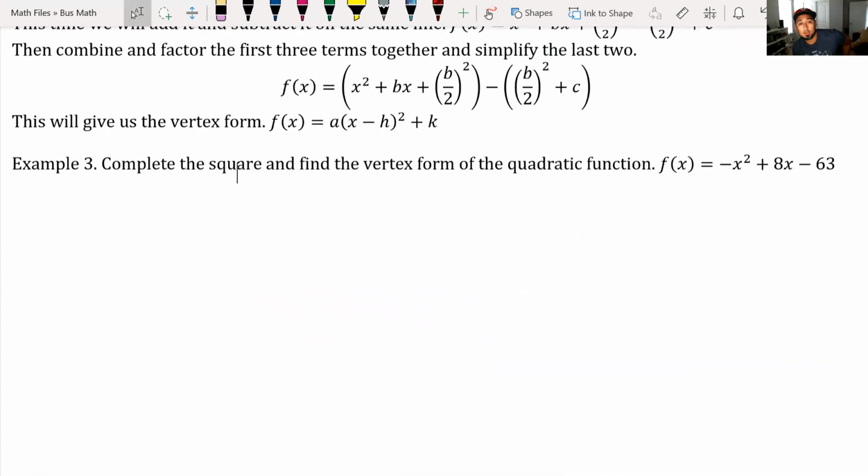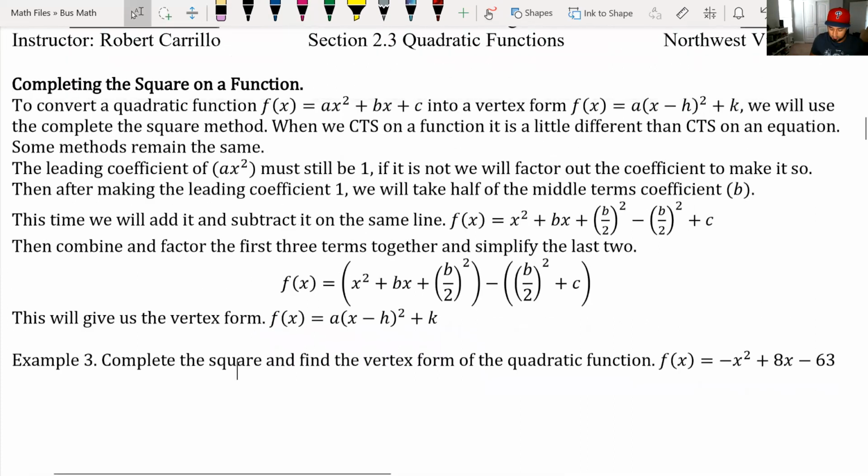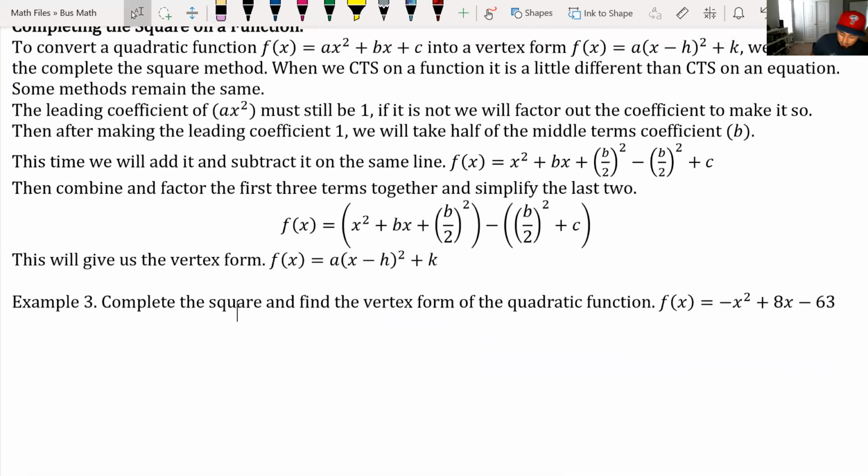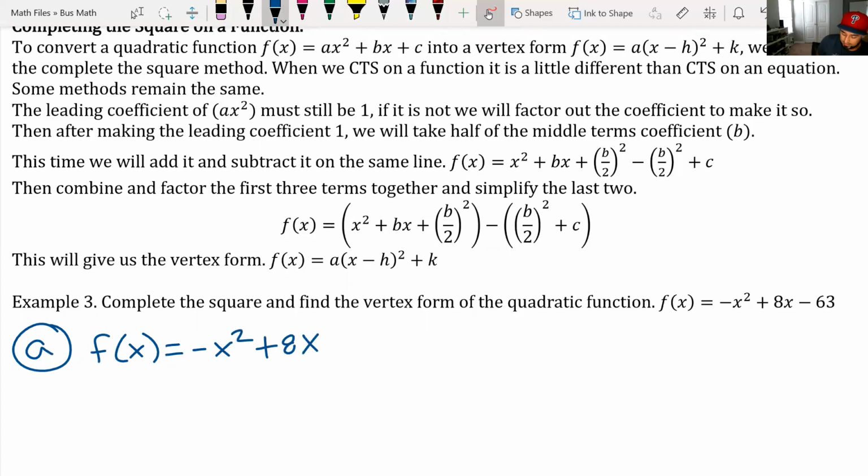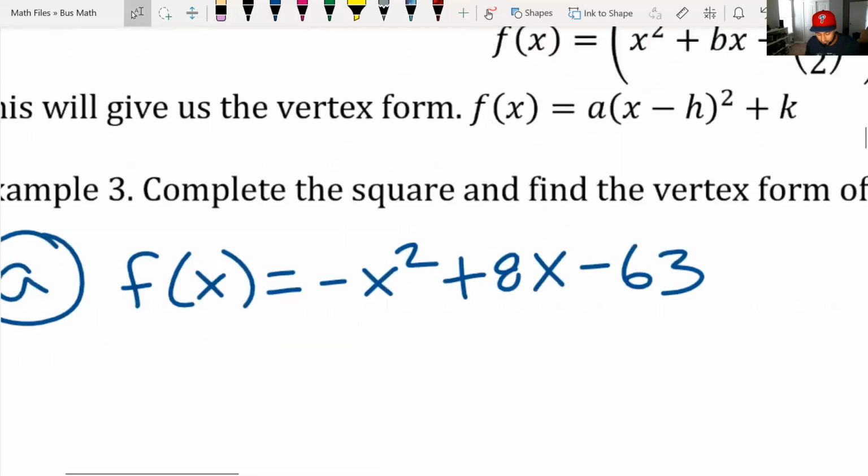Okay. So complete the square and find the vertex form of the quadratic function. F of x equals negative x squared plus 8x minus 63. So I'll write it here. Step A: f of x equals negative x squared plus 8x minus 63.